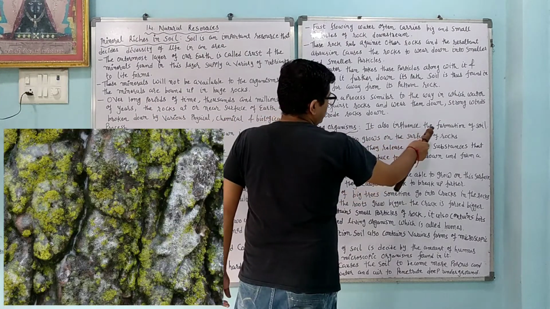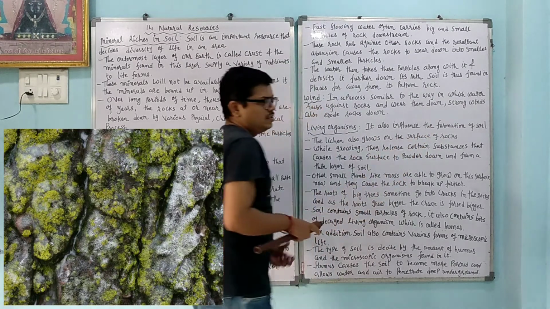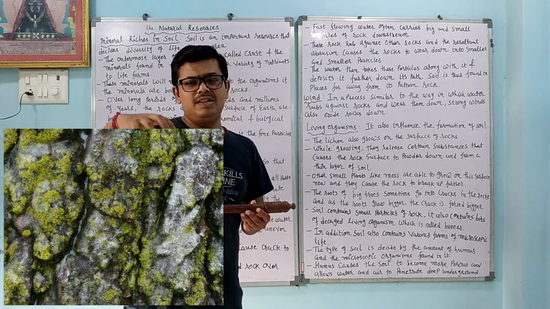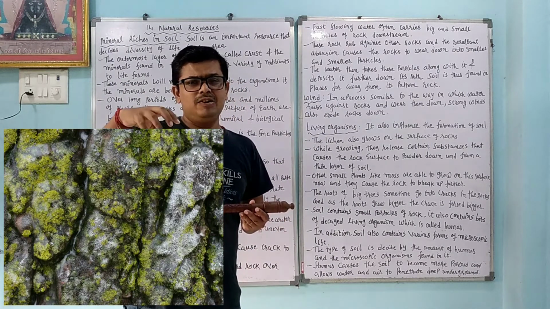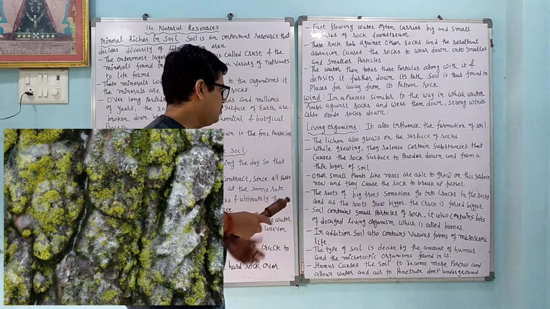Living organisms also influence the formation of soil. Lichen grows on the surface of the rocks. So living organisms also play a major role. If lichens develop on the rock, then the rock starts to break down.